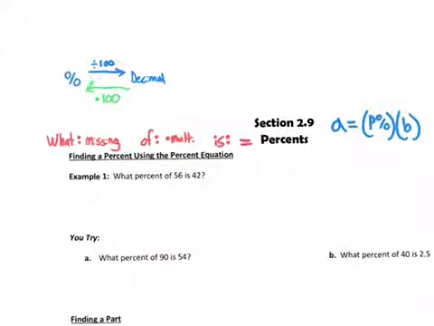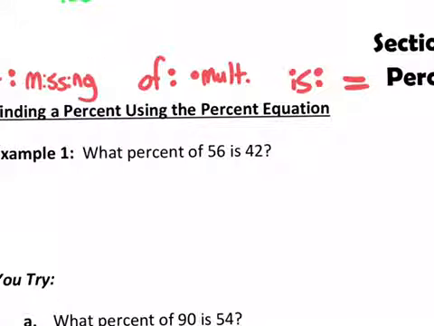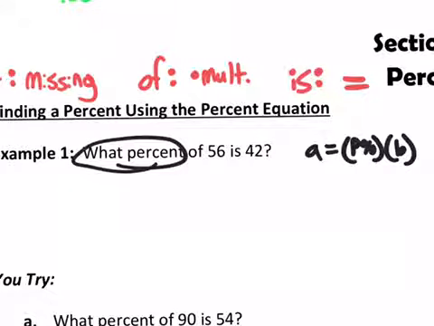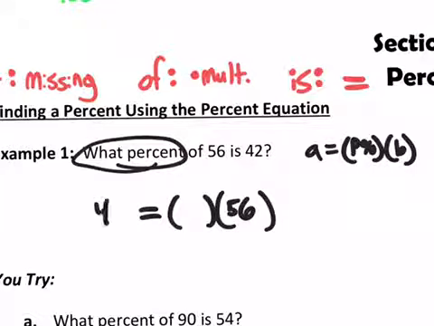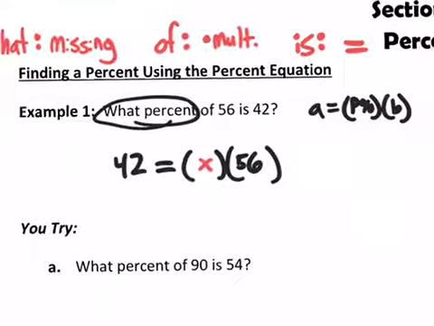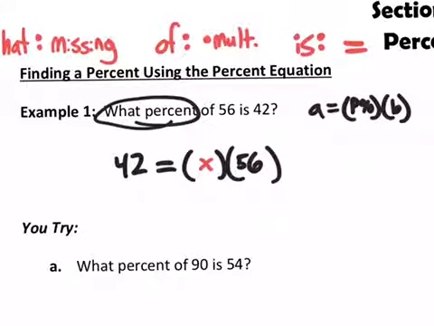Okay, example 1. What percent of 56 is 42? So here's what I see. What percent? Out of my formula, A equals P percent times B, it's telling me that the number I'm missing is the percent. So what percent of, meaning multiplication, 56 is equal to 42. So we're missing this percent component. It could be any variable. I'm going to use x.